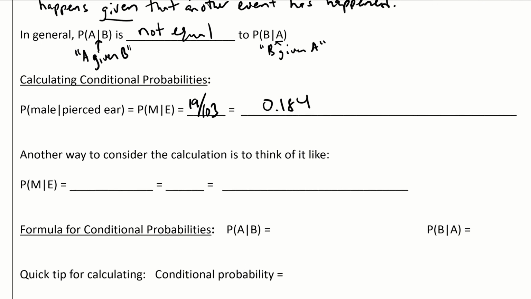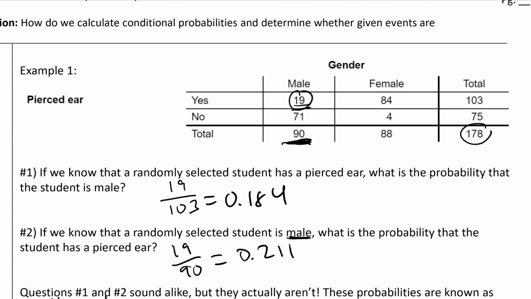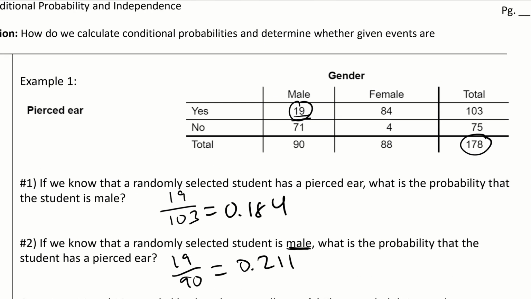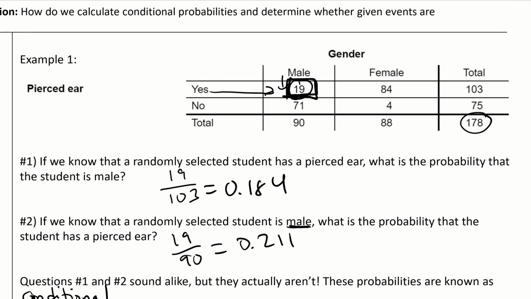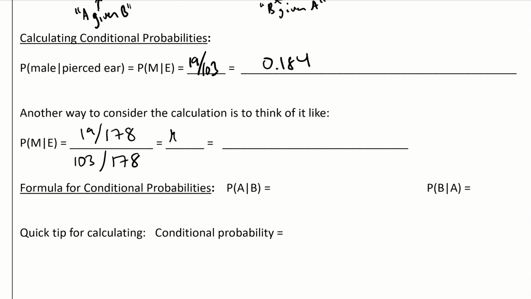Another way to consider this problem is that the probability of male given pierced ear can also be calculated by looking at the probability of males, 19 out of 178. Well, not just male, I should be more specific: the probability of males and they said yes, so it has to be both events put together. That's males with pierced ears, 19 out of 178, divided by the probability of someone with a pierced ear, 103 out of 178. If we do that, these will cancel out, giving me the same probability that I had earlier.